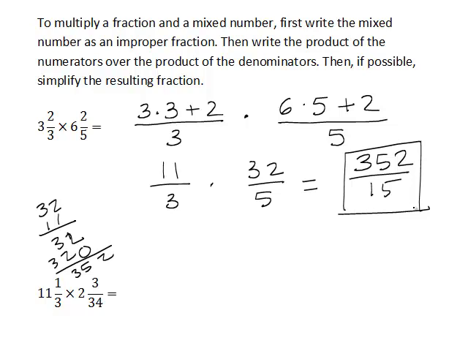If we wanted to make this a mixed number, we can see how many times does 15 go into 352. It goes into 35 twice, remainder 5. 15 goes into 52 3 times, that's 45, remainder 7, 23 7/15.